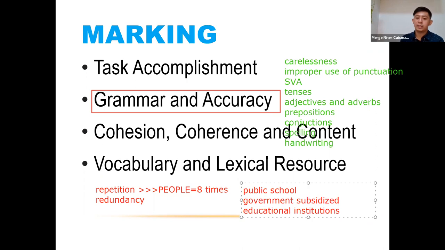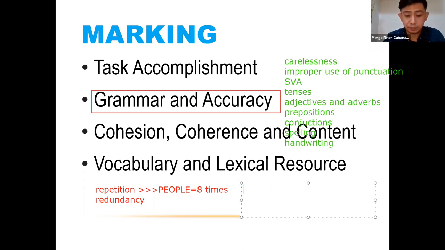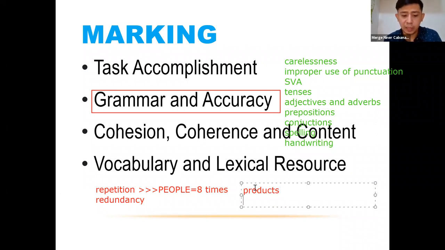All right, so you can replace public school with government subsidized educational institutions. So what if you're talking about products? Sir, what words can I replace products with? So you can replace products, let's say the important products that we use on a daily basis, we call them commodities. Okay, we call them commodities.